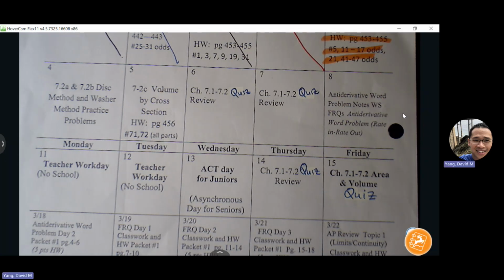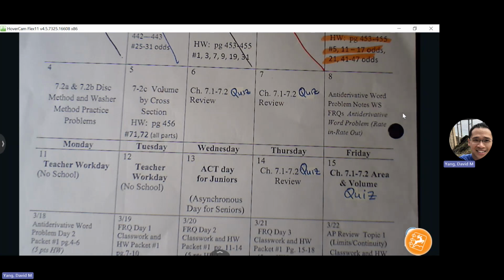Tomorrow's our last topic: volume by cross section. If we feel good about disk and washer method, then we'll do cross section. Right now, all of our objects, if we were to slice them open, are going to be different variations of circles, right? But what if we had a volume that, if you were to slice it open, has different shapes like triangles or rectangles or trapezoids or semicircles.